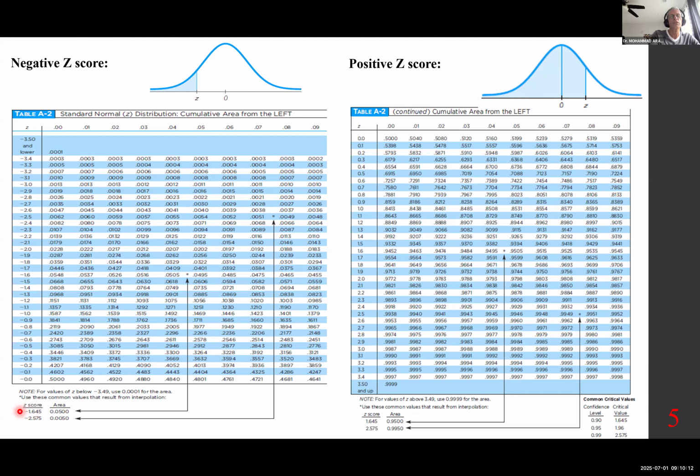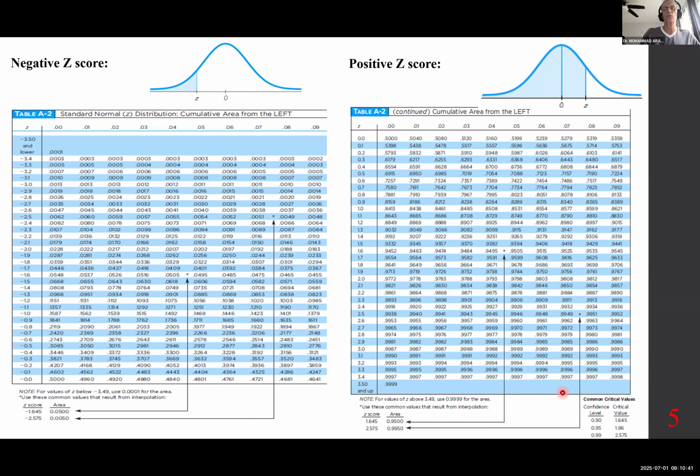Another number would be here, 0.005. We have 2 zeros and then 5 between these two values. So again, if I were to read that, negative 2.57, negative 2.58, and in between, negative 2.575. Now, on the positive z-score also, we have those.